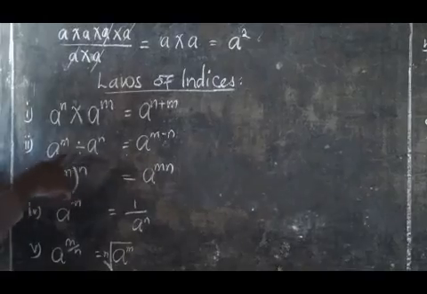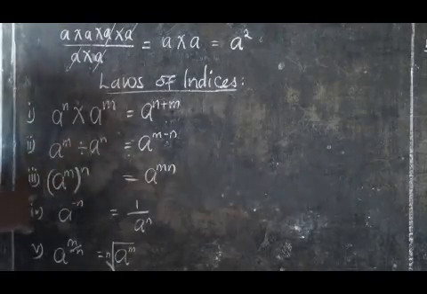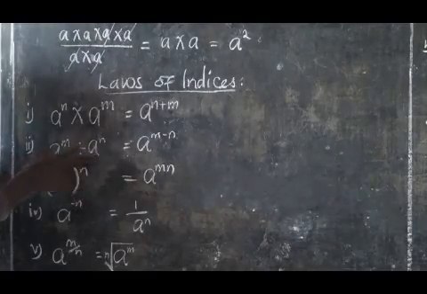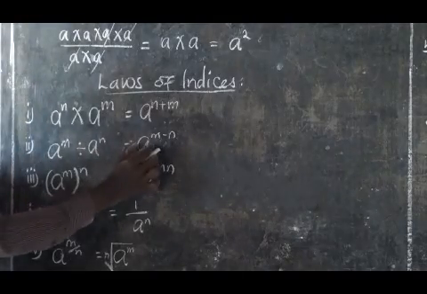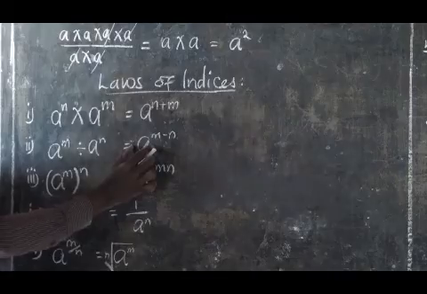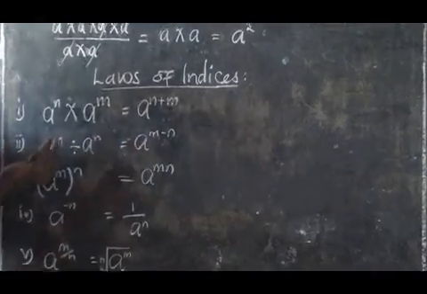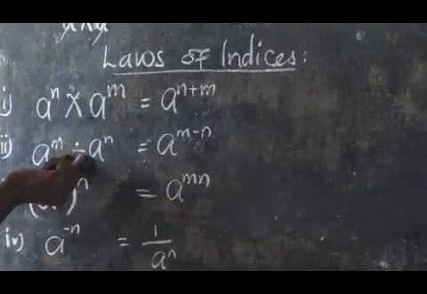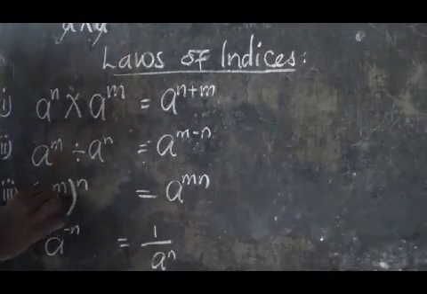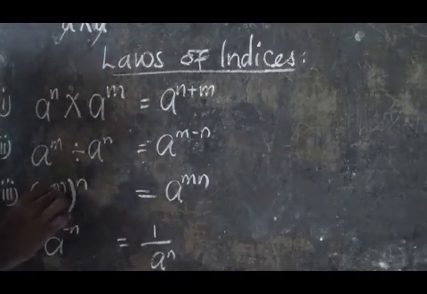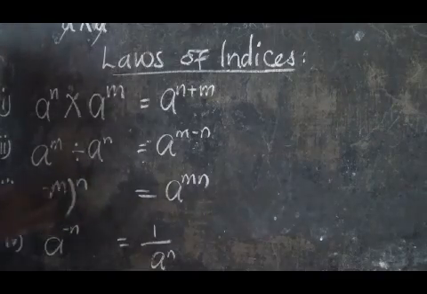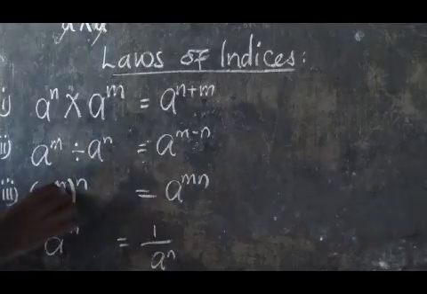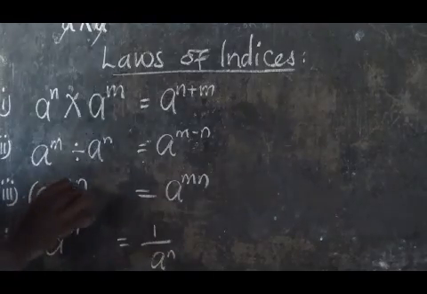If we have the same bases but different powers, and we are dividing, we maintain the base as it is and we subtract the powers. Starting with the first, we subtract the powers because this one is a division sign. Now, if we have a base powered by something, and again we are powering it by something, we just maintain our base and multiply these powers.